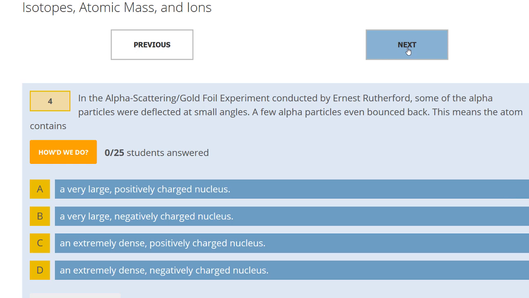Now the second piece of the Rutherford experiment is that while most of them passed through, there were a few alpha particles that were deflected at small angles, and some of them even bounced back. What does that mean?